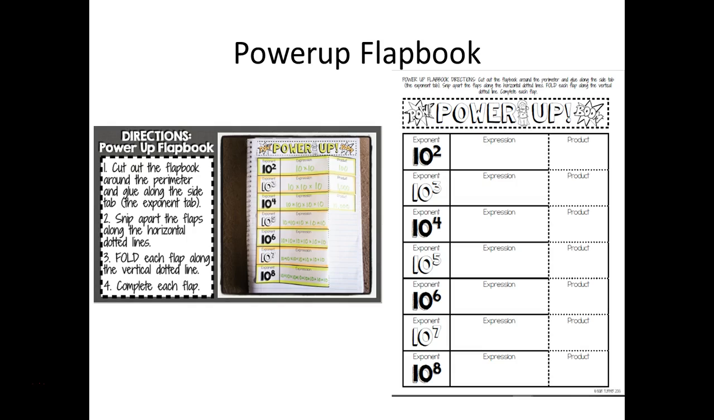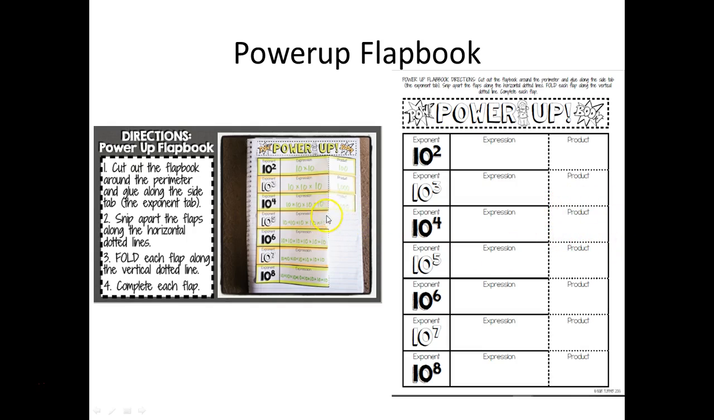Then we have our Power Up flapbook. Here's your worksheet that you'll get to get you started. Our first direction, cut out the flapbook around the perimeter and glue along the side tab, the exponent tab. Remember, these are our exponents. So we're going to cut the whole rectangle out, and we're going to glue just along this tab. Then we're going to cut apart the flaps along the horizontal dotted lines. Horizontal this way. So we're going to cut these dotted lines all the way down.